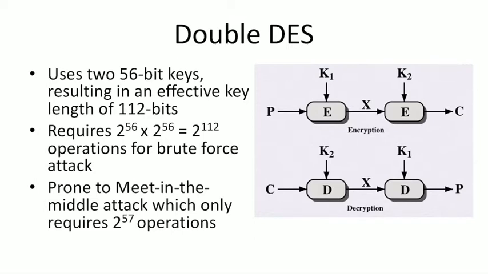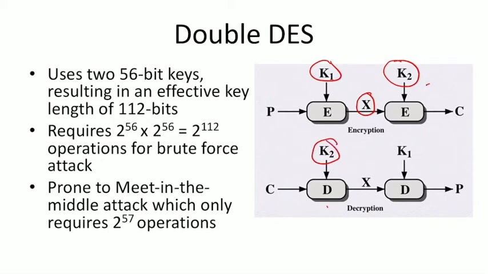Let's look at double DES first. Now this figure shows the encryption and decryption process for double DES. Here you use 2 different 56-bit keys. You encrypt the plaintext with the first key and then encrypt the result of that, shown by X here, using the second key. And the same thing for decryption.